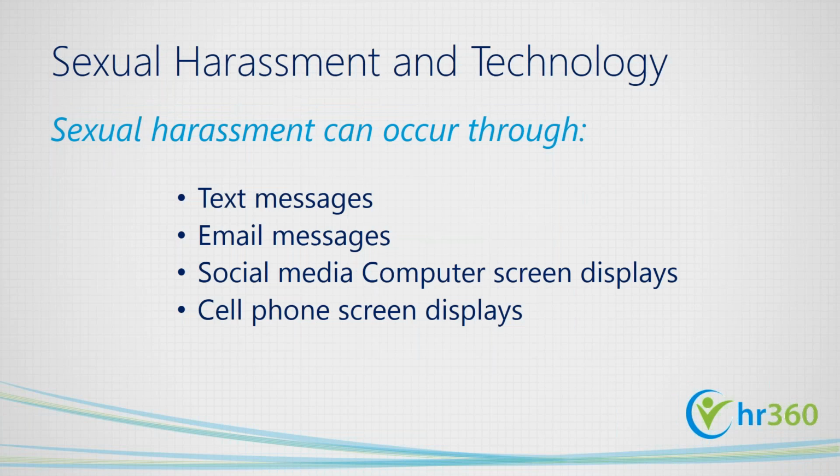Now we're going to talk about sexual harassment and technology. And what do I mean by that? Sexual harassment can occur through text messages, email, social media, cell phone screen displays. Through technology and the way, I guess, companies and individuals live and work in their daily life, so much of what we do, our activities are centered, we're tethered, let's face it, to phones, iPads, social media.